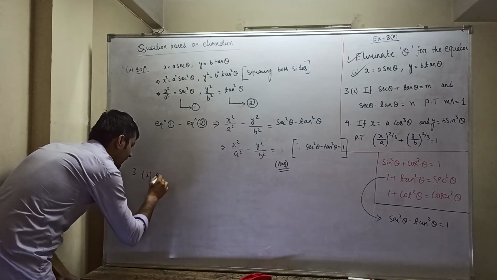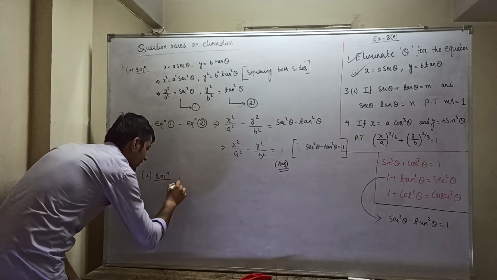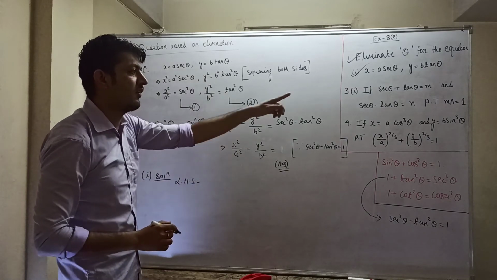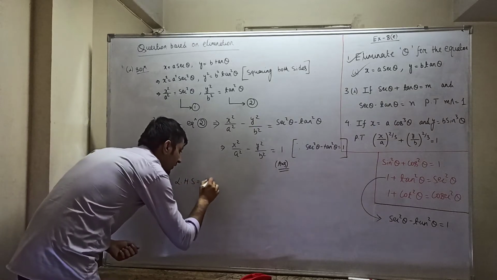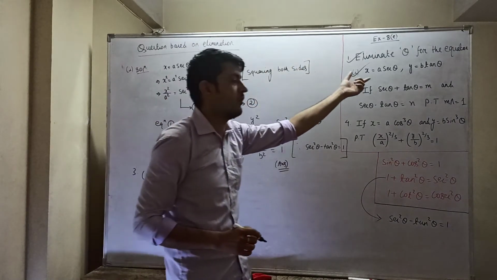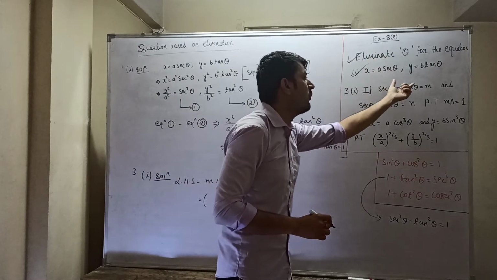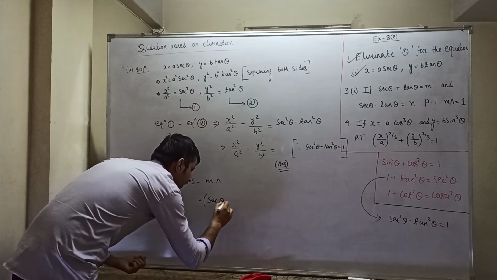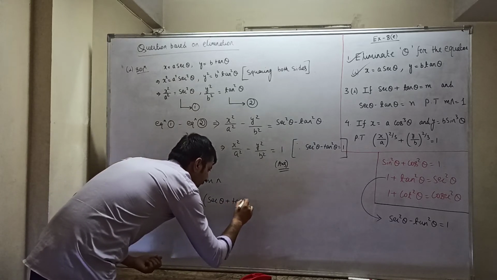Question 3, number 1 solution. You start with your LHS. What is the LHS given? It is mn. Put down the value of m. What is your m? Your m is sec theta plus tan theta.